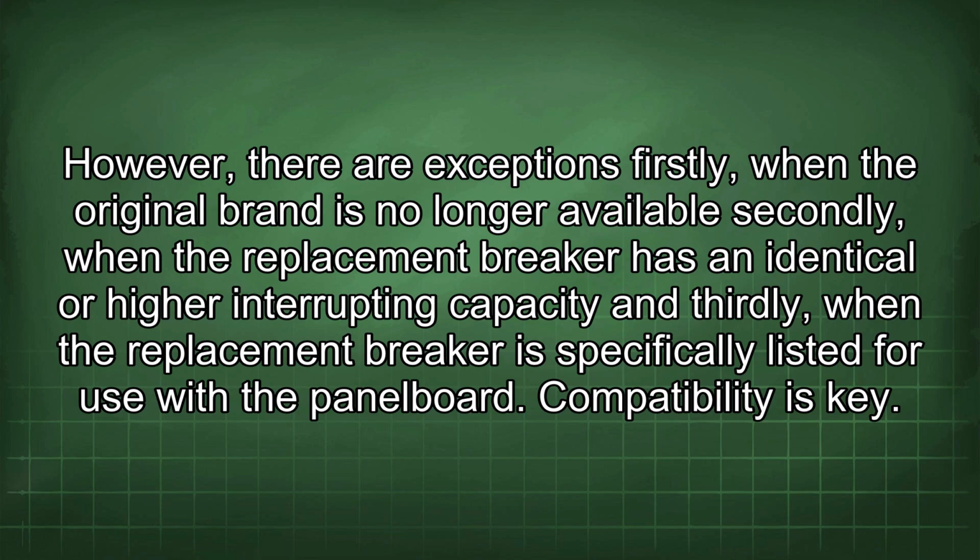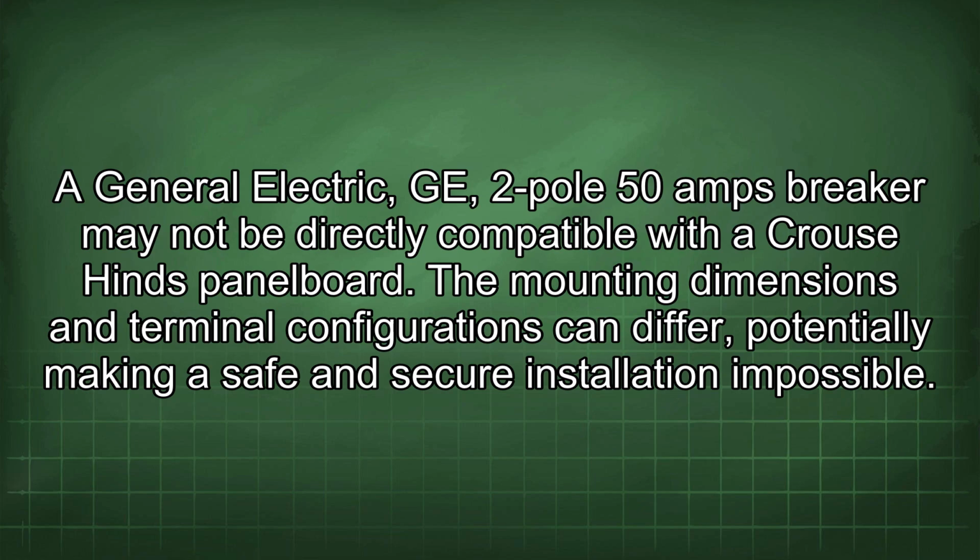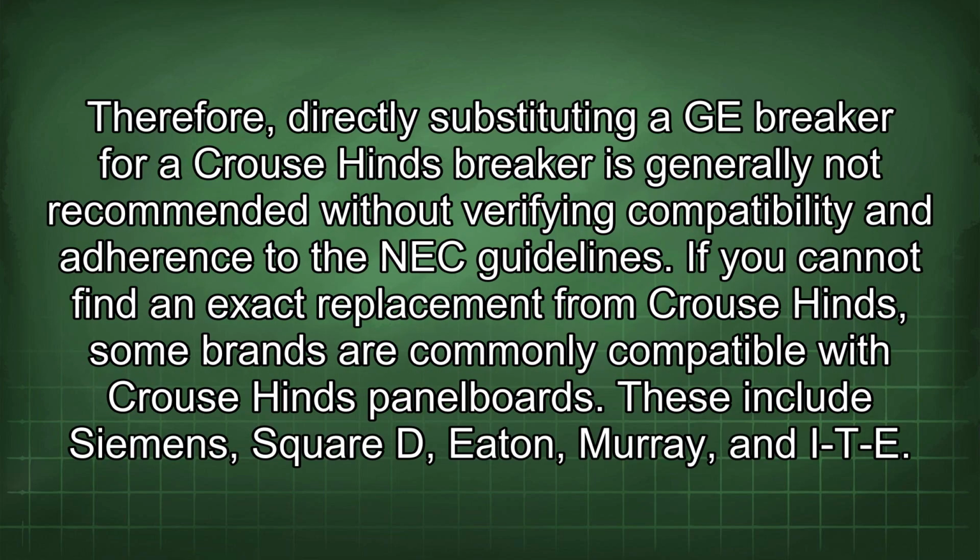Compatibility is key. A General Electric G 2-pole 50 amp breaker may not be directly compatible with a Crouse Hinds panel board. The mounting dimensions and terminal configurations can differ, potentially making a safe and secure installation impossible. Therefore, directly substituting a G breaker for a Crouse Hinds breaker is generally not recommended without verifying compatibility and adherence to the NEC guidelines. If you cannot find an exact replacement from Crouse Hinds, some brands are commonly compatible with Crouse Hinds panel boards. These include Siemens, Square D, Eaton, Murray, and now TE.